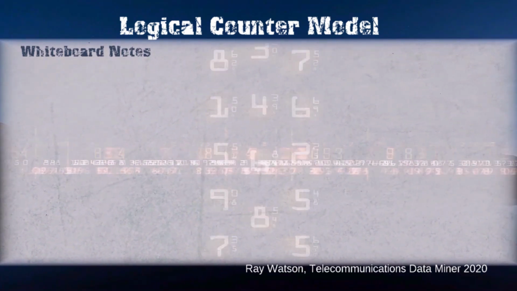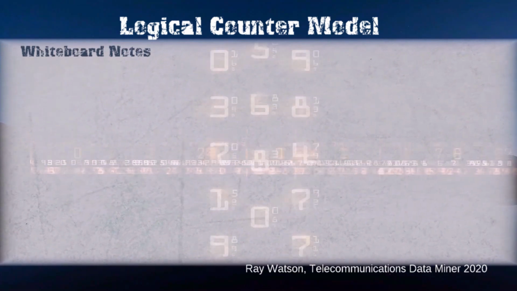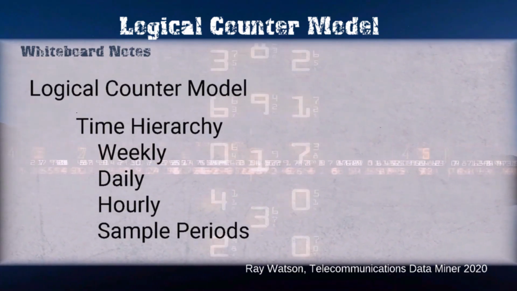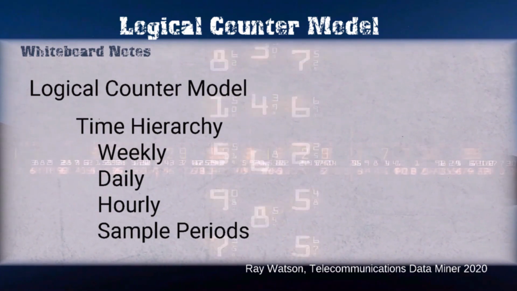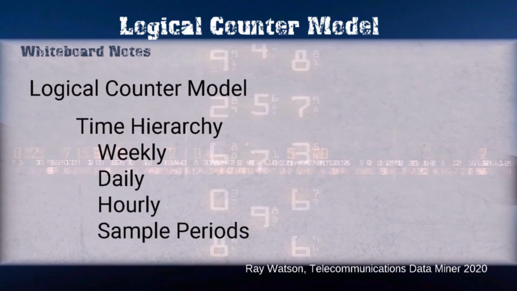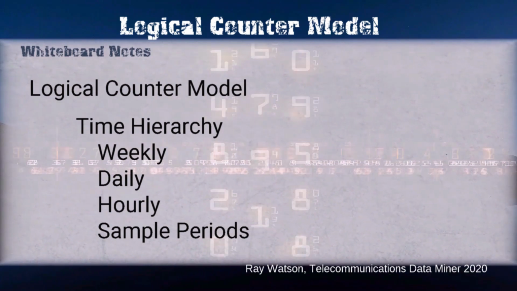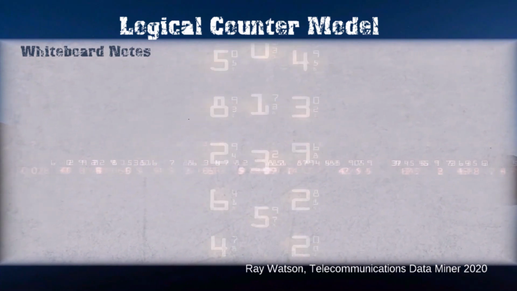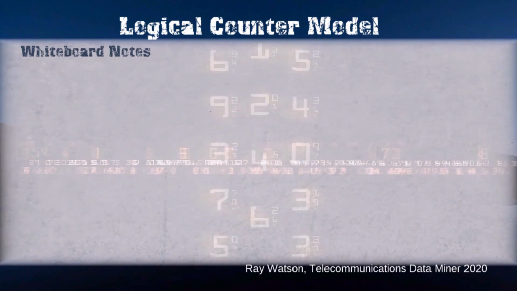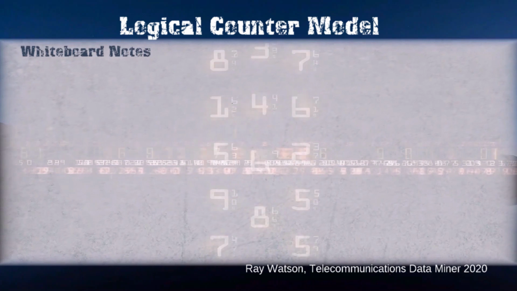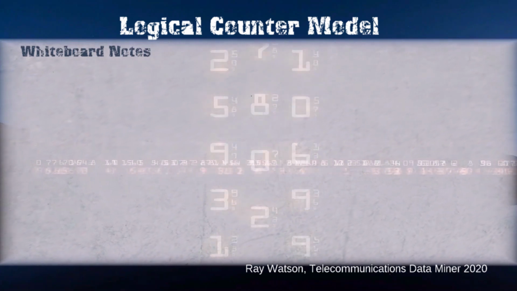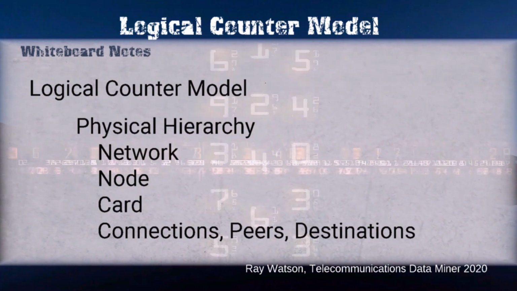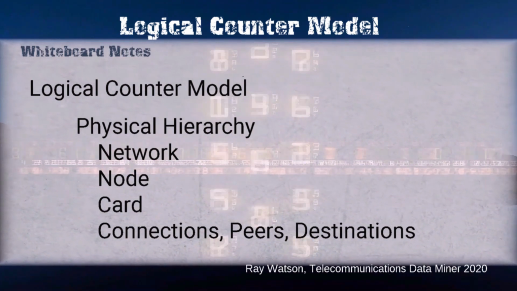The dimension of time has a hierarchy with the lowest level as sample periods, which then roll up into hourly, daily, weekly, monthly, and even yearly aggregations. The physical hierarchy has top level as the network with underlying levels of node, followed by card or blade, followed by connections, peers, or destinations.